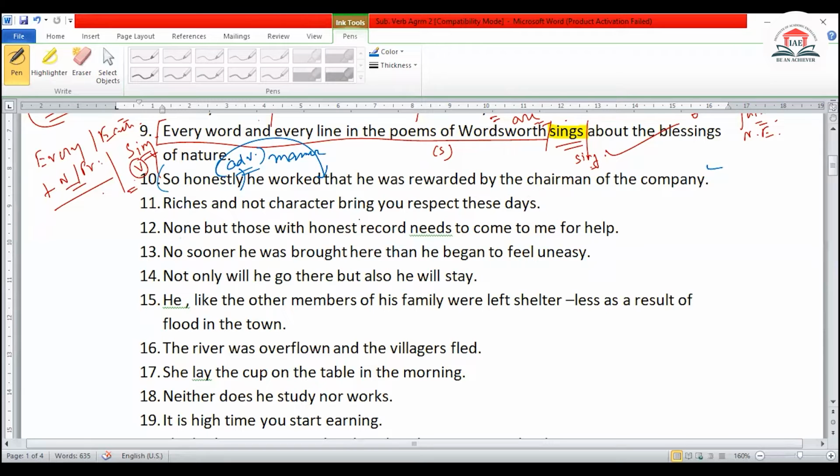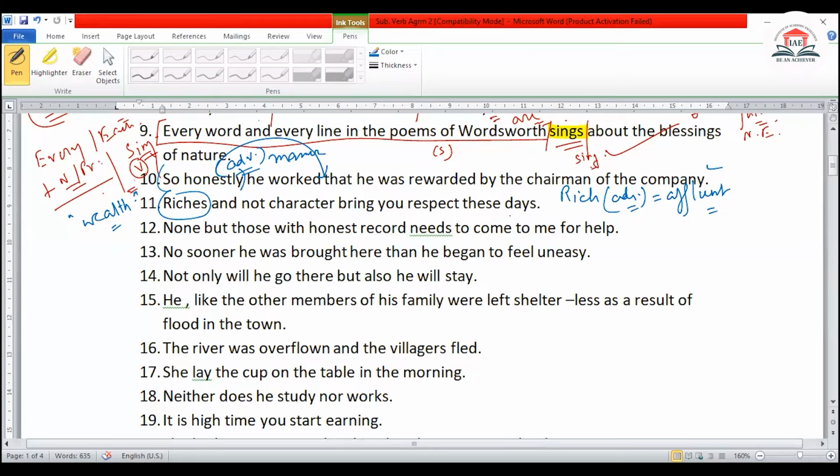Riches and not character bring you respect these days. First, you tell me what is the meaning of the word riches. We know what is rich. Riches means dhon, সম্পত্তি. Rich is an adjective. We know rich means affluent, paise wala, that is rich. Next, riches. Riches means wealth, ধন সম্পত্তি.